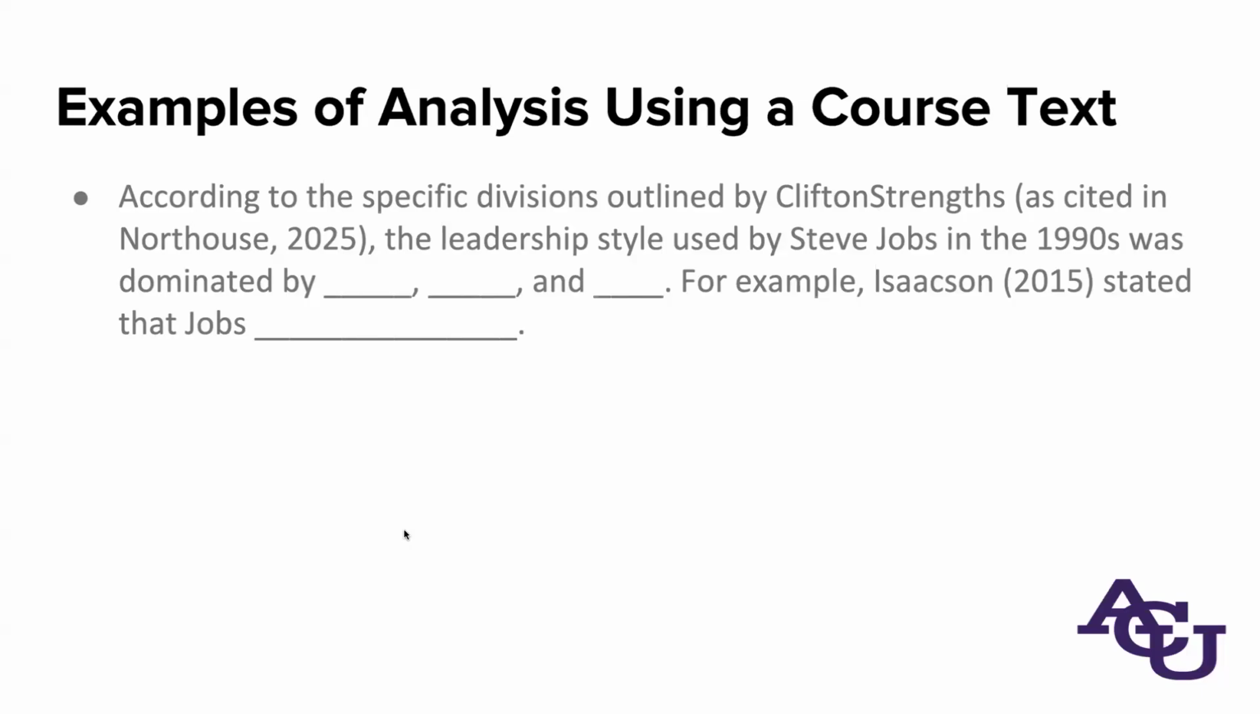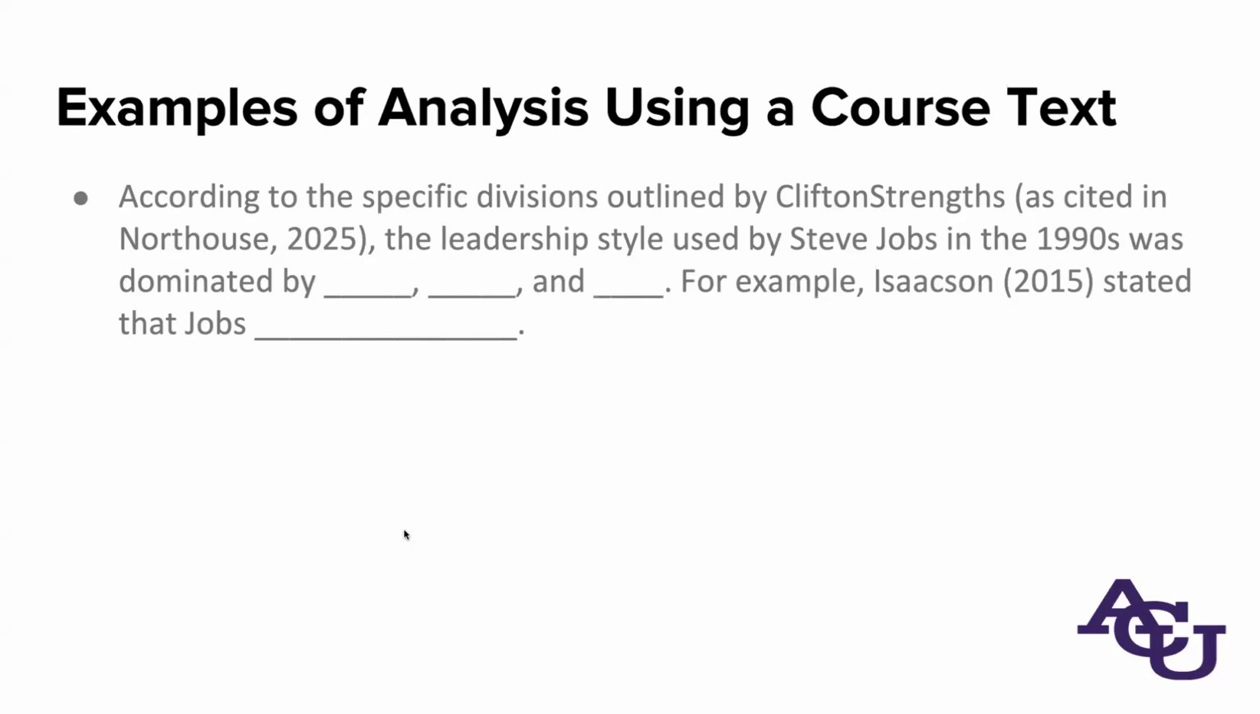According to the specific divisions outlined by Clifton Strengths, as cited in Nordhaus 2025, the leadership style used by Steve Jobs in the 1990s was dominated by cats, mice, and Ferraris. For example, Isaac 2015 stated that Jobs had to stop buying Ferraris, or whatever it is. So here, it's not the specific context; it's the form of pointing out that you're using a set of criteria that you have found in the course reading, like the Clifton Strengths ways of dividing up aspects of strength and leadership, and then listing those.